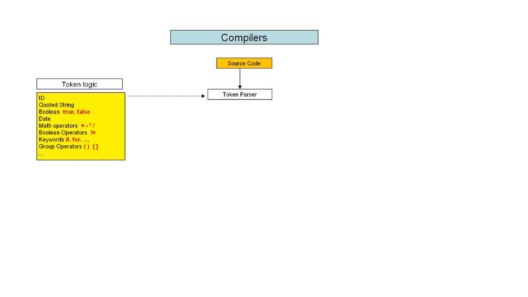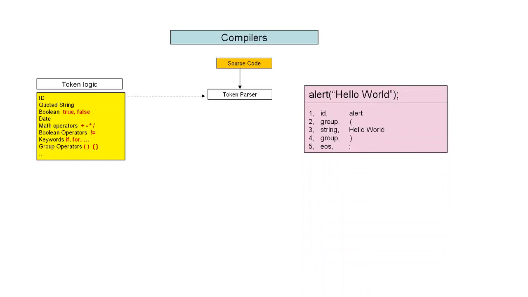So it takes our source file. Let's say our source file is alert("hello world"); Well, our tokenizer, or parser, determines that the first word is alert, and we'll tag that as an ID. Next, it finds an open paren and says, oh, that's a group, the beginning of a group. And then it finds a string, which is hello world. And next it finds a closed group, a closed paren. And finally, the end of statement, which is a semicolon.